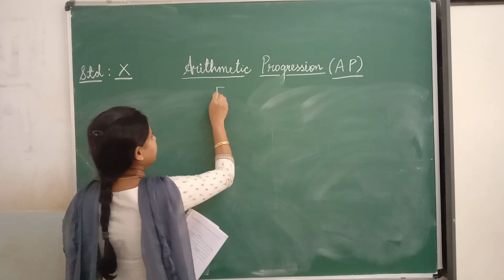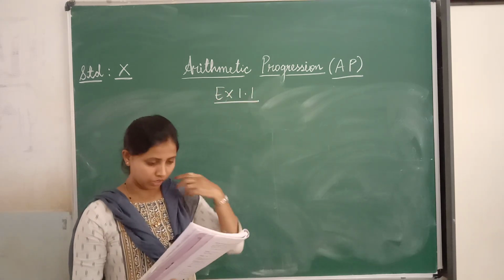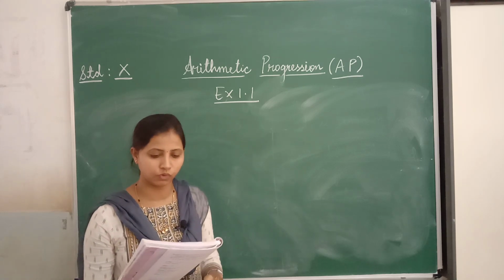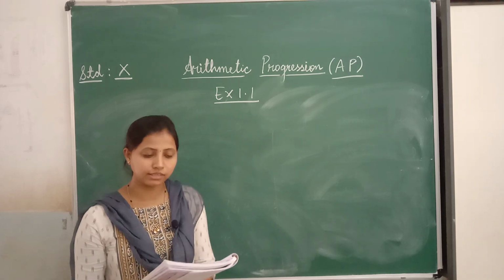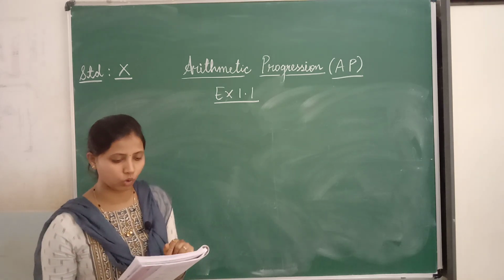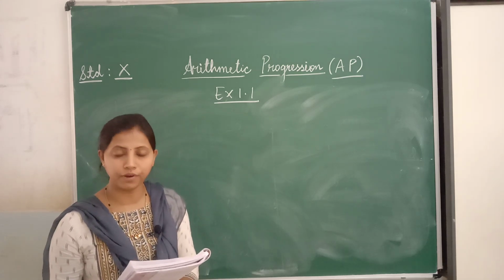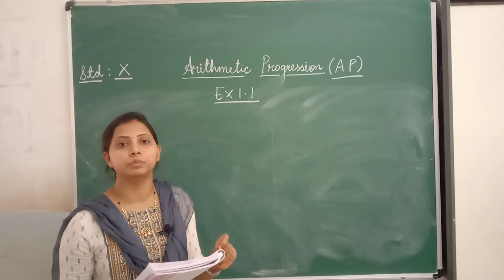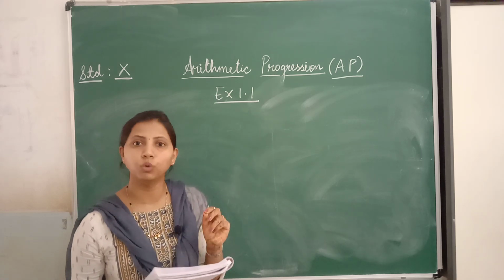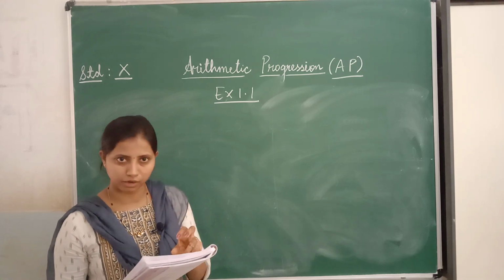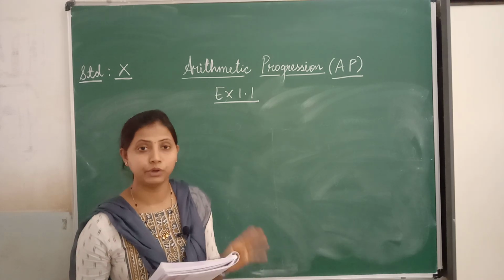Exercise 1.1. So I will discuss exercise 1.1 so that you can solve it. Now, the first main question is: in which of the following situations does the list of numbers involved make an arithmetic progression, and why? So they have given certain statements. Using that, you have to find the terms and tell whether they form an AP or not. And you also have to tell why.